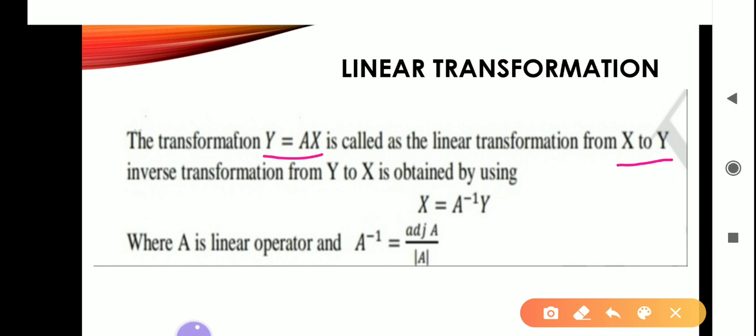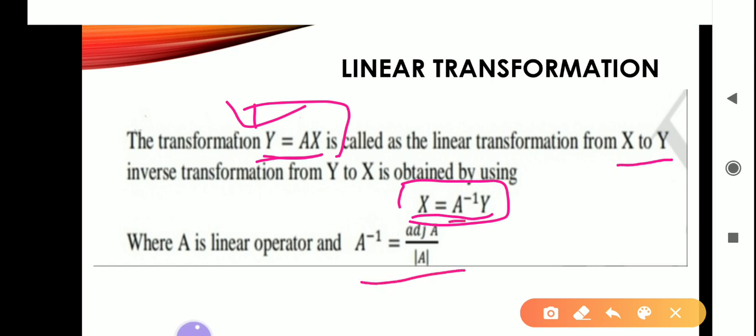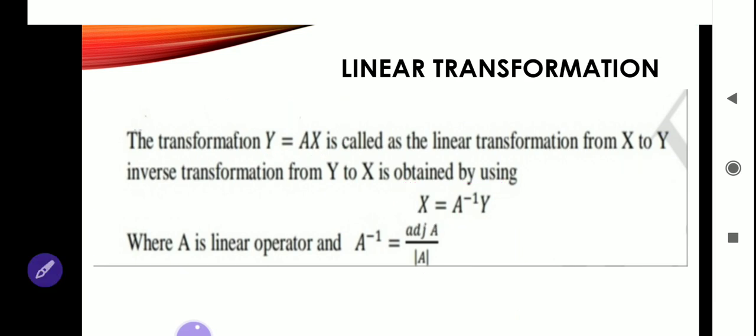Sometimes someone asks a question: if Y is equal to AX is the given linear transformation, then write down its inverse transformation. The inverse transformation of Y is equal to AX is X is equal to A inverse into Y. Here Y is in terms of X, and here X is in terms of Y. So this is the inverse transformation of the given transformation. And how do we find the inverse of a matrix using the formula? A inverse is equal to adjoint of A upon determinant of A.